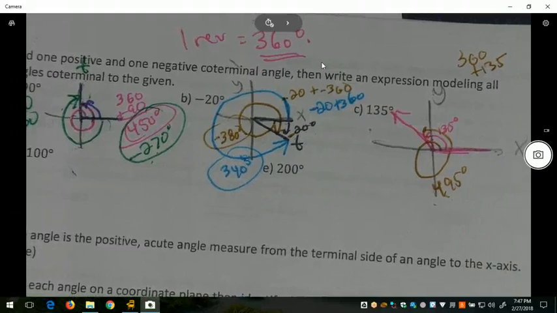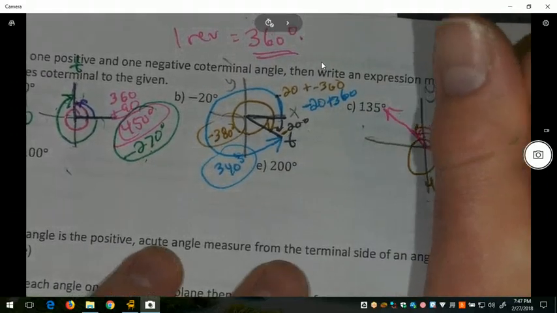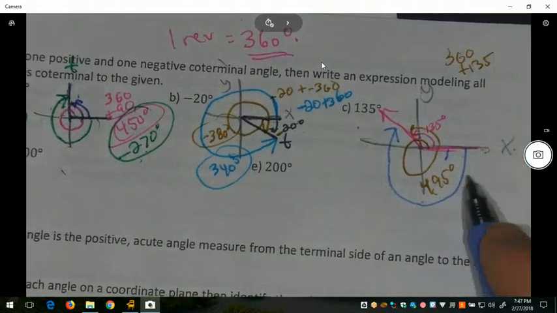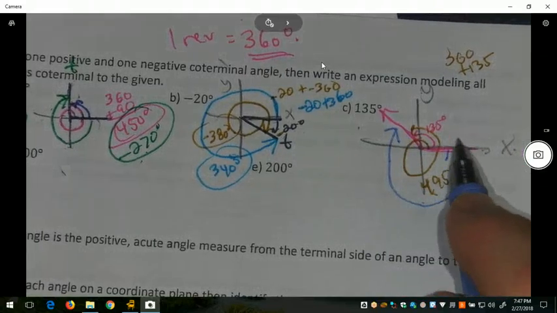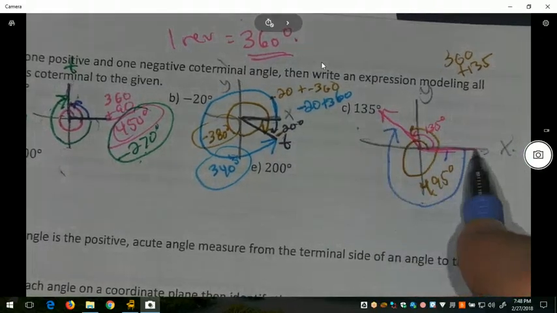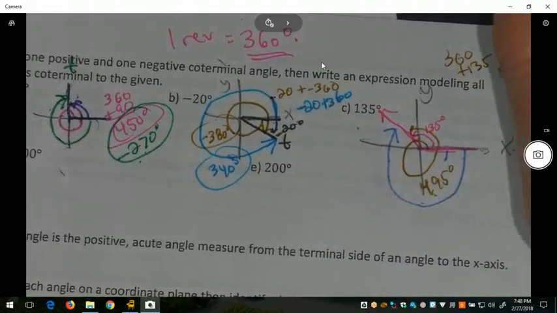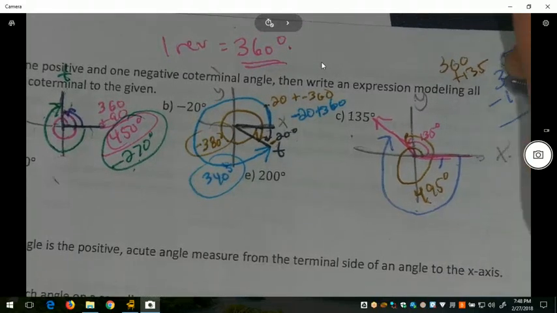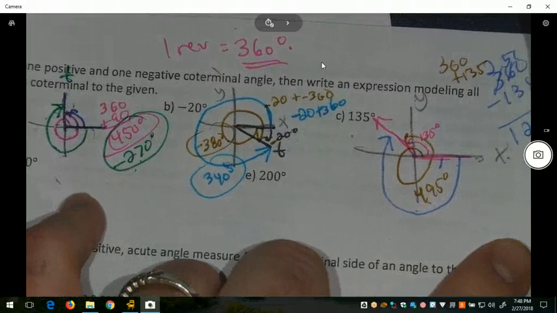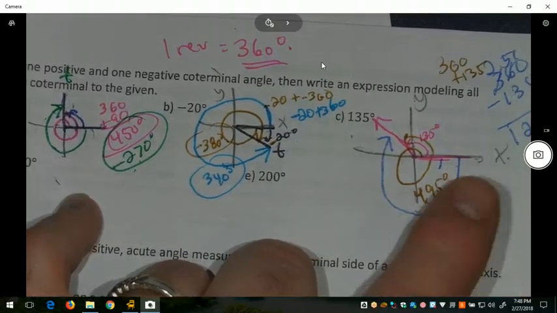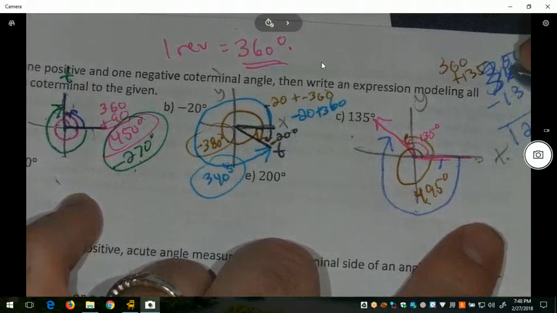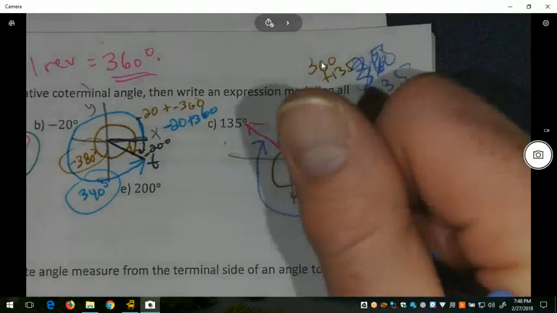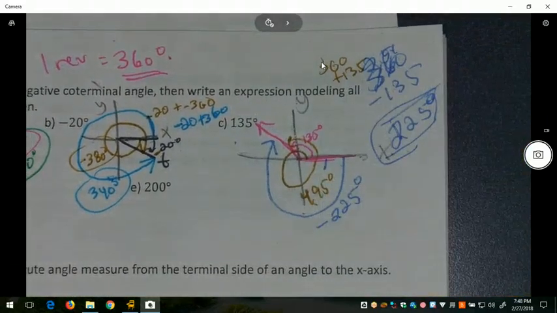The other direction that I could have gone was a negative direction from this ray. I could have gone to the left, gone clockwise, and it didn't go a full 360 degrees, it stopped 135 short of that. So 360 minus 135, so I've got 125, oh, no, that's not right. I didn't have to borrow from this. That's just a 5. Sorry, 225 degrees, a negative 225 degrees.